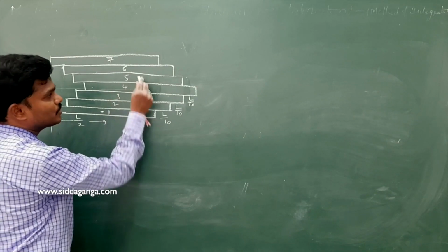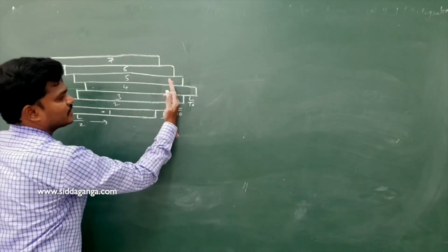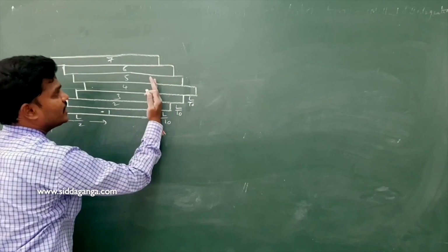And see, L by 2, how many? L by 10, L by 10, extra. This is L by 2 plus L by 10. Last one, only L by 2.